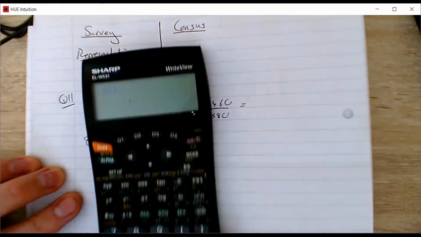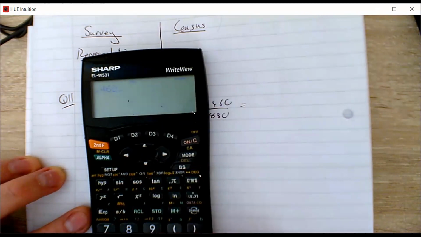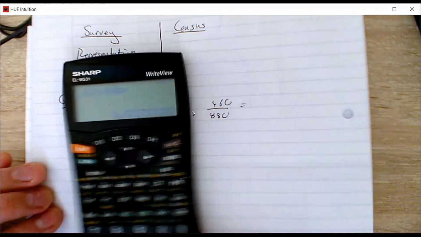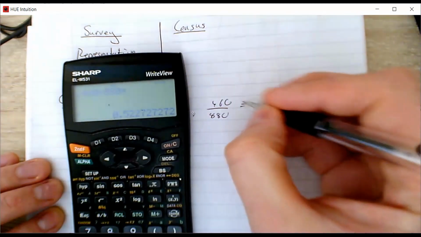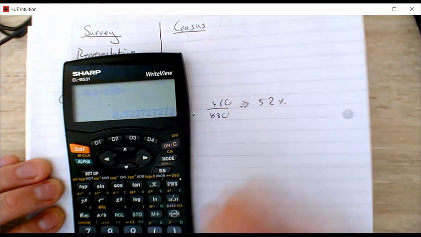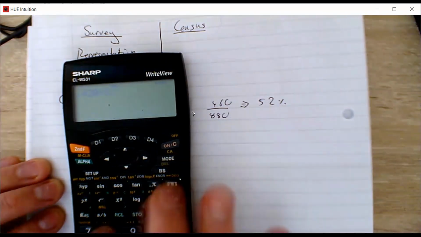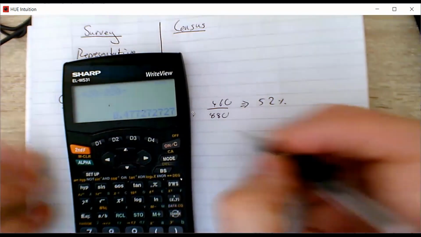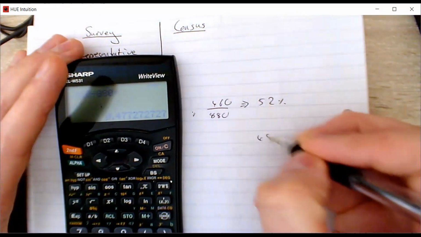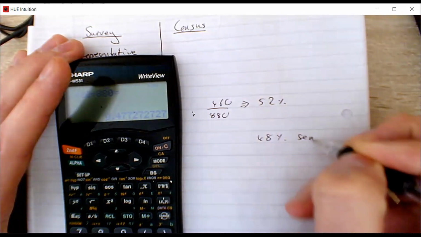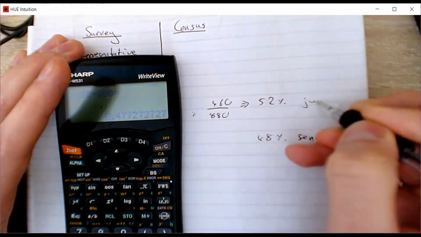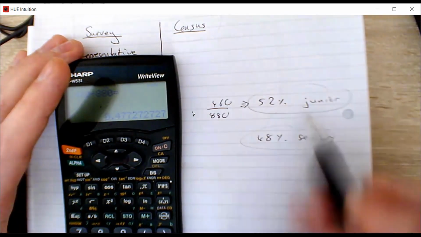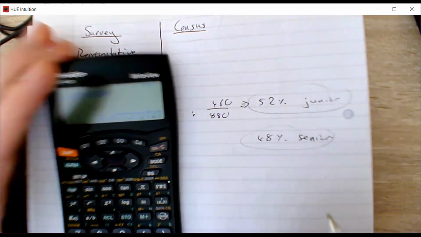460 out of 880. Okay, that represents 52 odd percent, so I'm actually just going to say that's 52%. And 420 out of 880 then is the remaining 48%, I guess. Yeah, 48% there. So 48% senior and 52% junior. So in your sample of 100 students, then you'd want 52 out of 100 to be junior students and 48 out of 100 to be senior students.